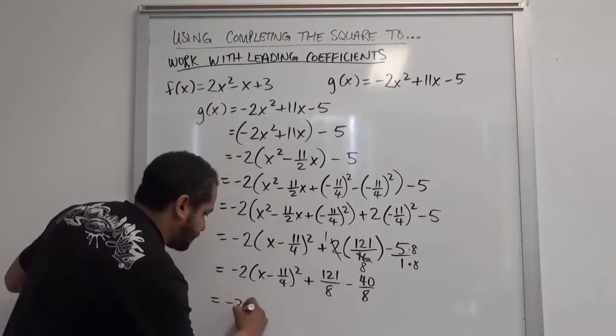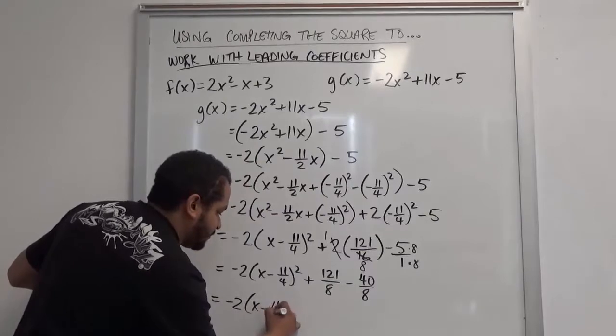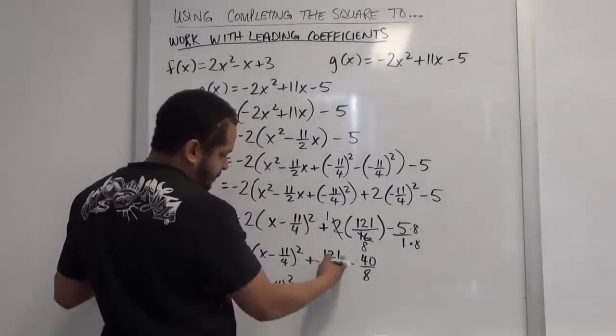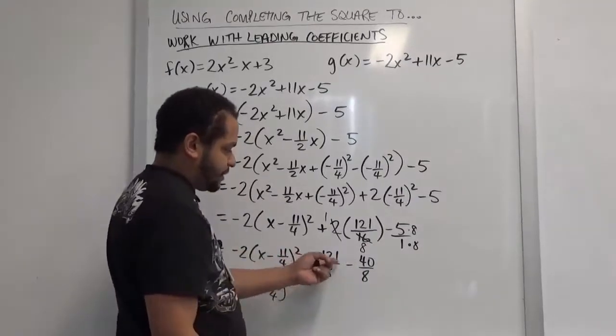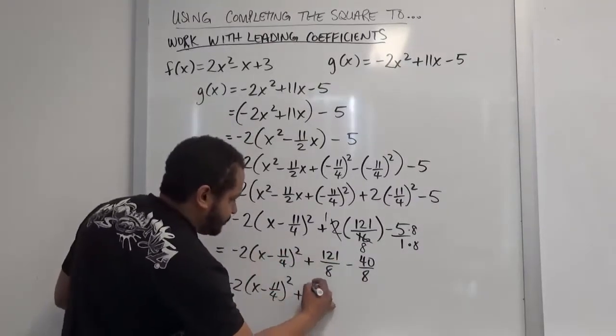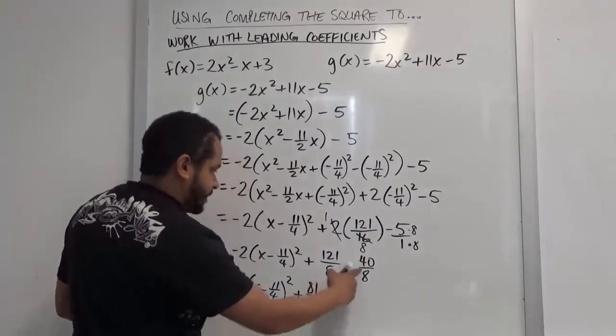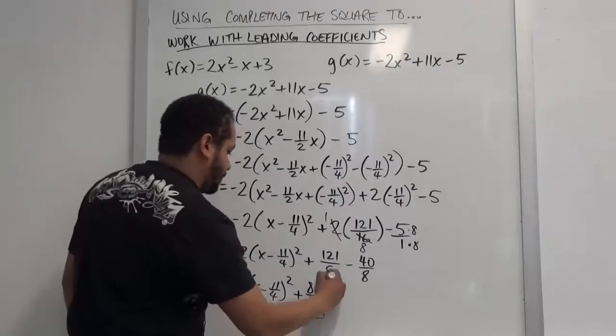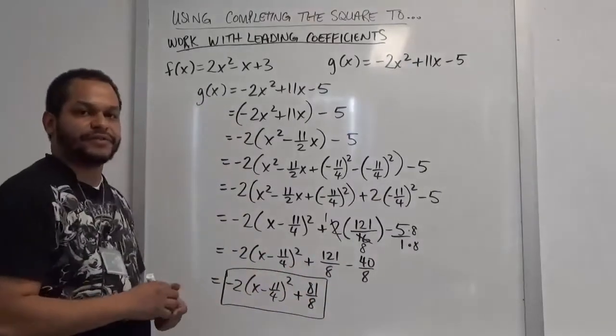So here we have negative 2, x minus 11 over 4 squared, 121 minus 40. Let's just think of this as 120 instead of 121. That becomes 80. Add the 1, that's 81 over 8. Don't forget the signs on yours. This is bigger than this, so we keep this sign. And there we have it. We have the completed square with the leading coefficient.